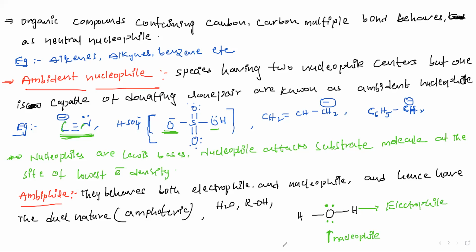So in a water molecule, the oxygen acts as a nucleophile if oxygen is bonded, and if hydrogen is bonded, it will act as an electrophile. So both are present in one water molecule. That's why this is called amphiphile.